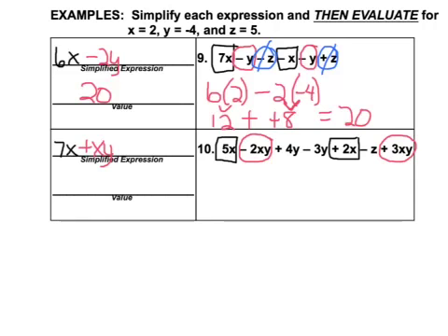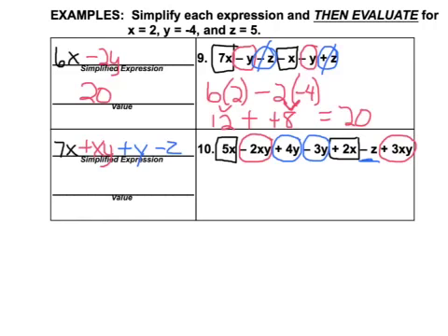Next is the y. So I have a positive 4y, and I have a minus 3y. So a 4y plus a negative 3y. 4 plus negative 3 makes 1y. So I'm going to put positive 1y. I'm not going to write the 1, just going to write the y. Lastly, I have a negative z by itself, so I'll bring that over. That's the simplified version. Now we're going to evaluate.